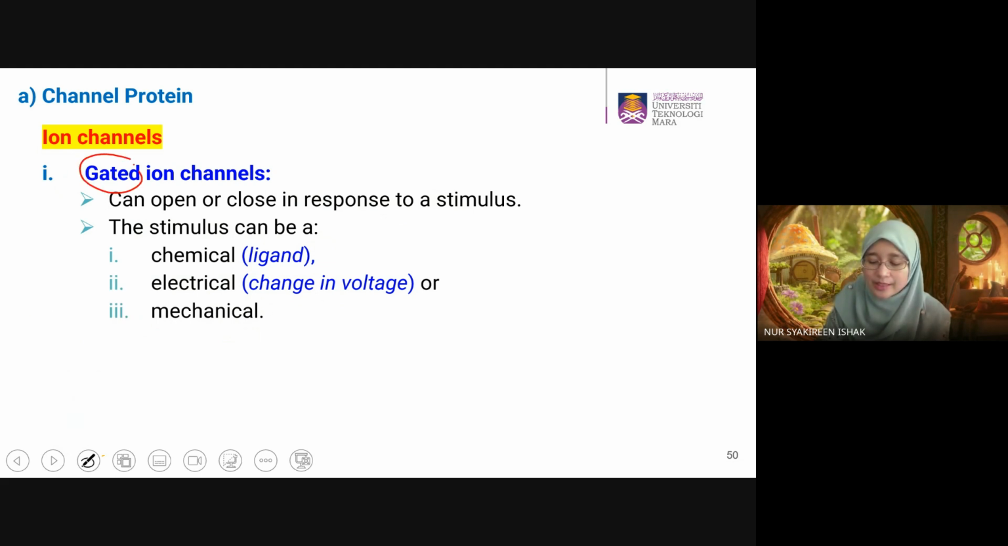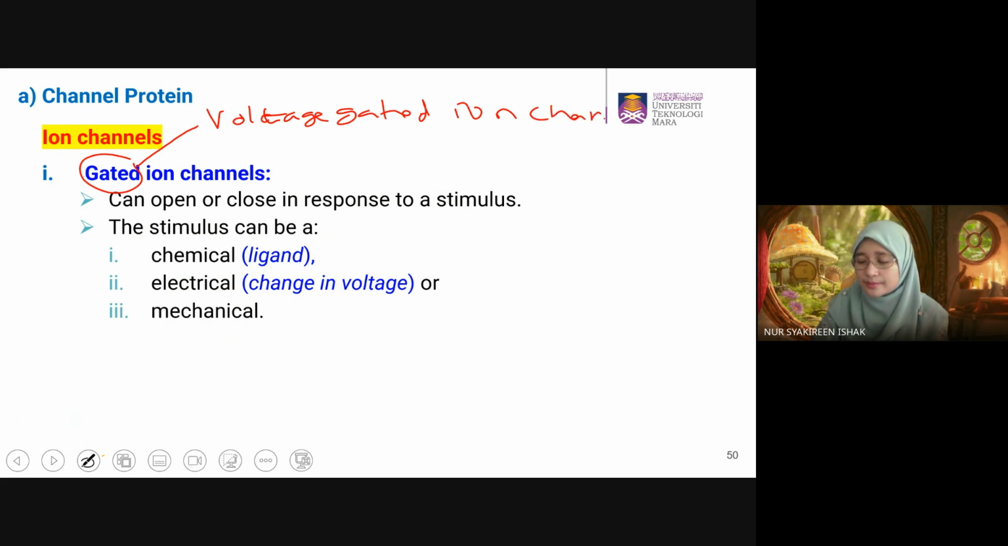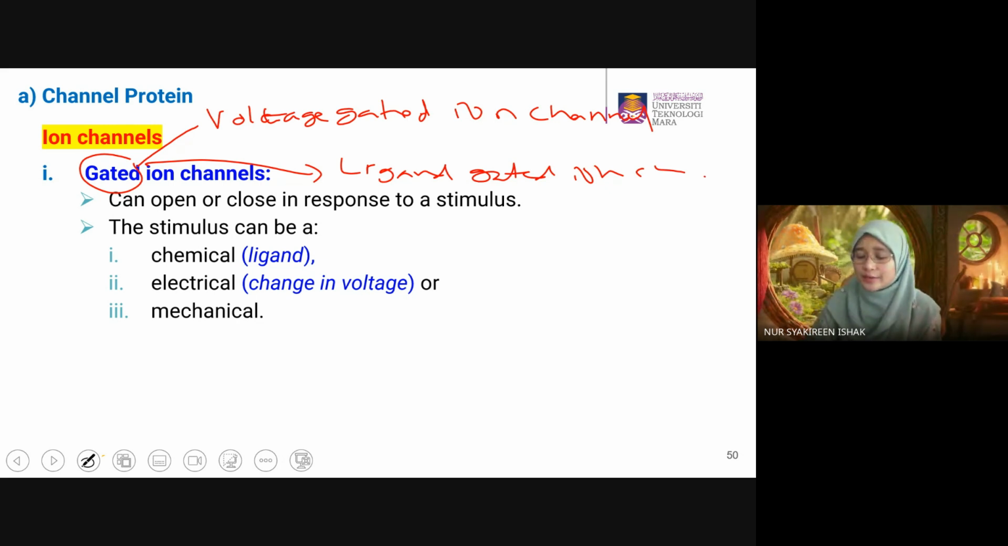we have voltage gated ion channel. We have another one, ligand gated ion channel. Okay, ligand gated ion channel. An example of a ligand gated ion channel: the ligand is a chemical molecule. So an example of a chemical molecule we can have is a neurotransmitter.